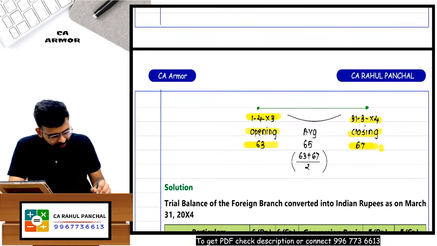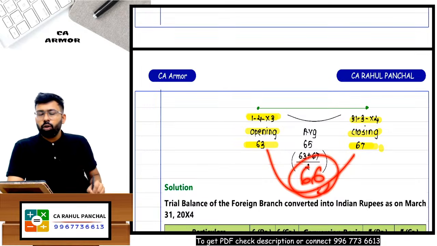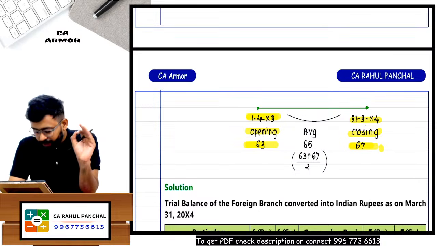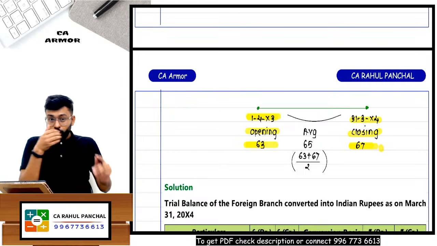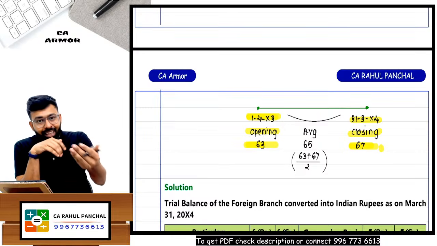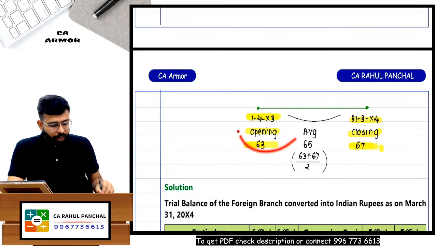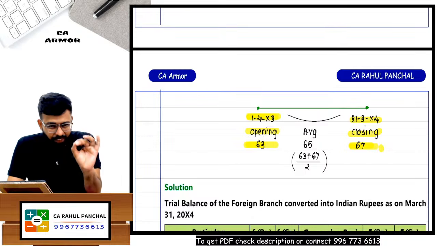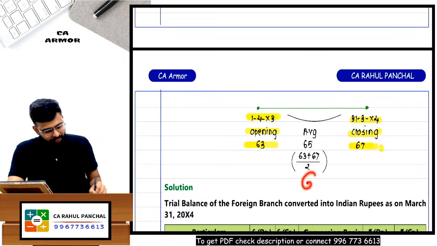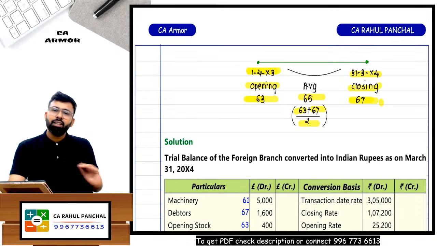If in the examination they write average rate is 66, you don't have to calculate the average. There can be a monthly average, where you take 12 rates and divide by 12. There can be a daily average, 365 rates divided by 365, or opening and closing divided by 2. There can be various averages. So if any average rate is given, you will have to take that. If it is 66, take 66. But if nothing is given, you will calculate 63 plus 67 divided by 2, and you get this average rate.